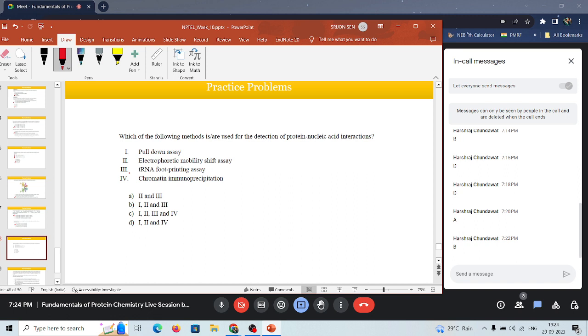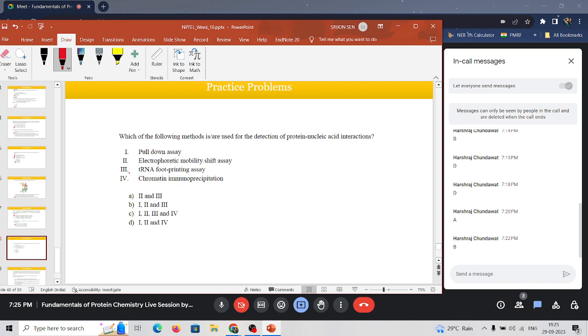So in pull down assays, you isolate a protein complex by adsorbing the complex onto beads. To these beads you have different ligands immobilized, which helps to catch your protein, and then you can elute them. So that is basically an in vitro technique for detecting physical interactions between different molecules. And this tRNA footprinting assay is for when you study tRNAs.